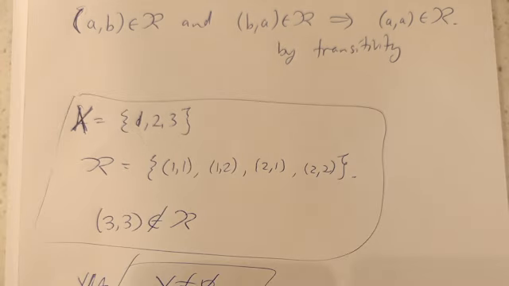Another example could be to just take X to be any non-empty set and let R be the empty set. So these are two different examples which show that symmetric and transitive does not imply reflexive.